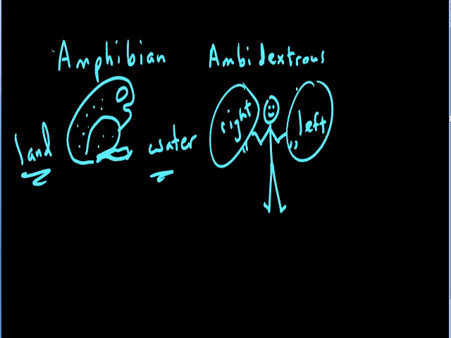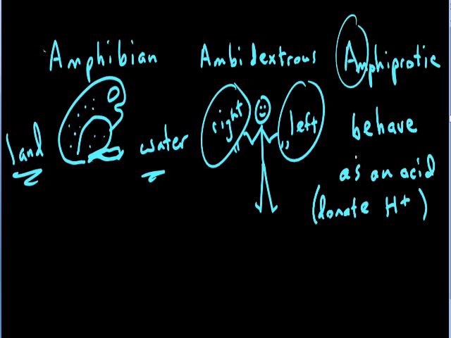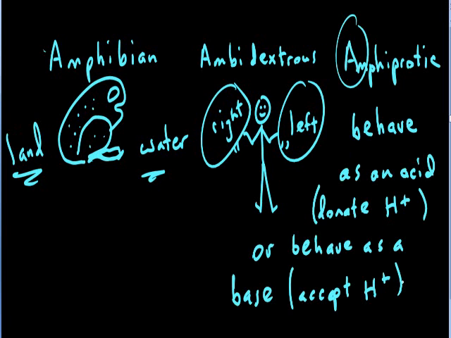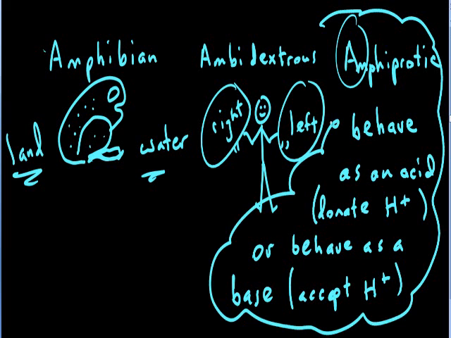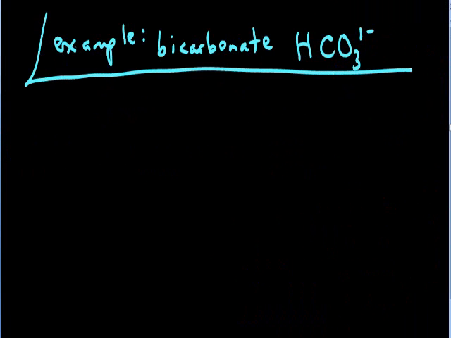Our last thing with this prefix was something known as amphiprotic. Something that's amphiprotic can behave either as an acid and donate H plus ions, or behave as a base and accept H plus ions. So our next topic is going to look at these specific ions that have the ability to be amphiprotic, where they behave as an acid or as a base. An example of something that can demonstrate amphiprotic behavior is the ion bicarbonate, HCO3 1-.